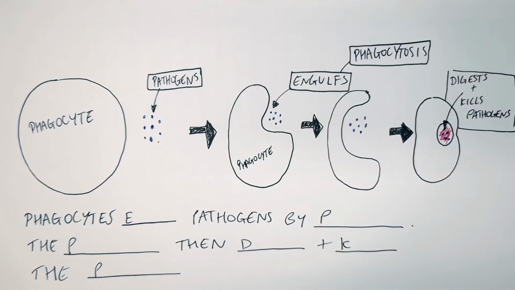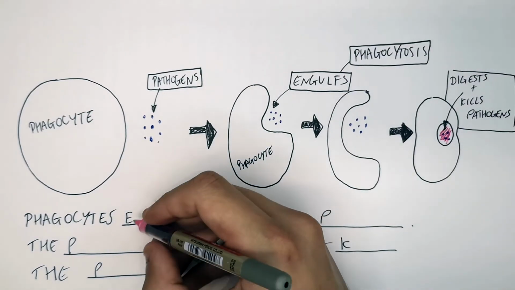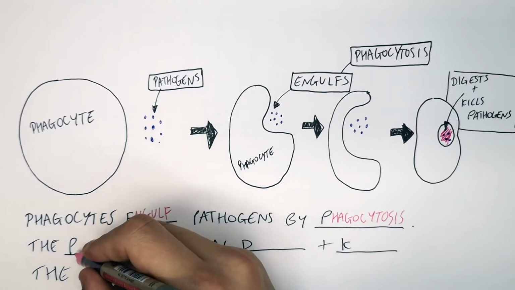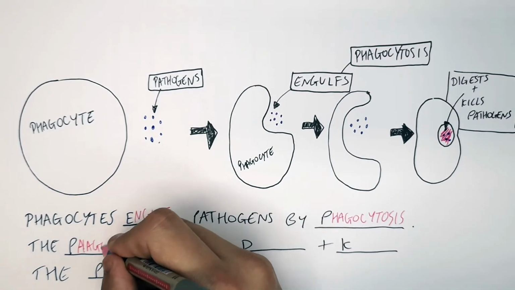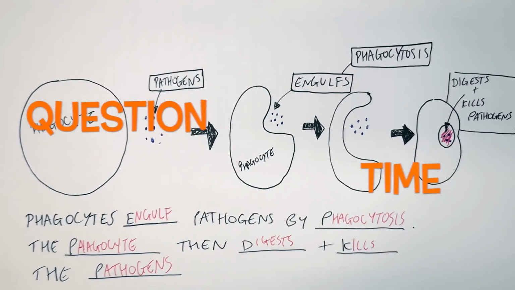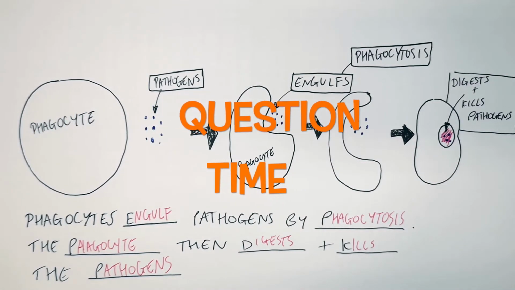The answers will follow. Phagocytes engulf, not eat, pathogens by phagocytosis. The phagocyte will then digest and kill the pathogen. It's question time. Attempt these questions to check your understanding.